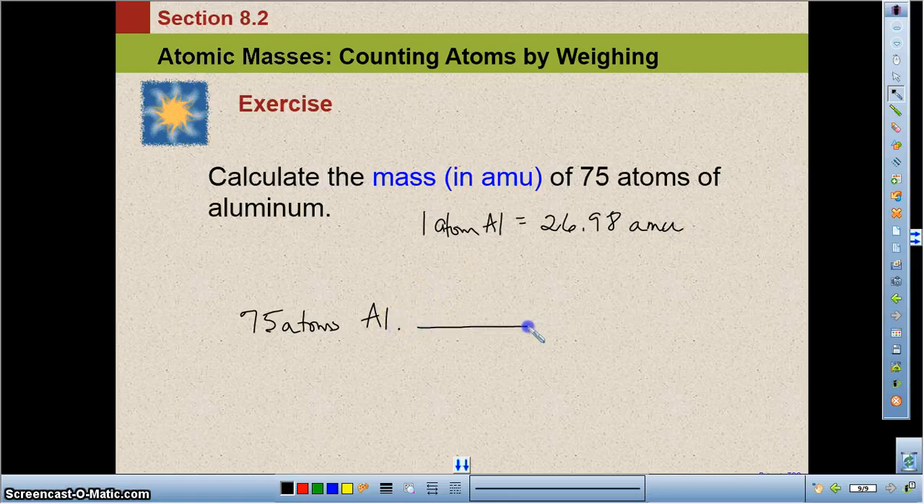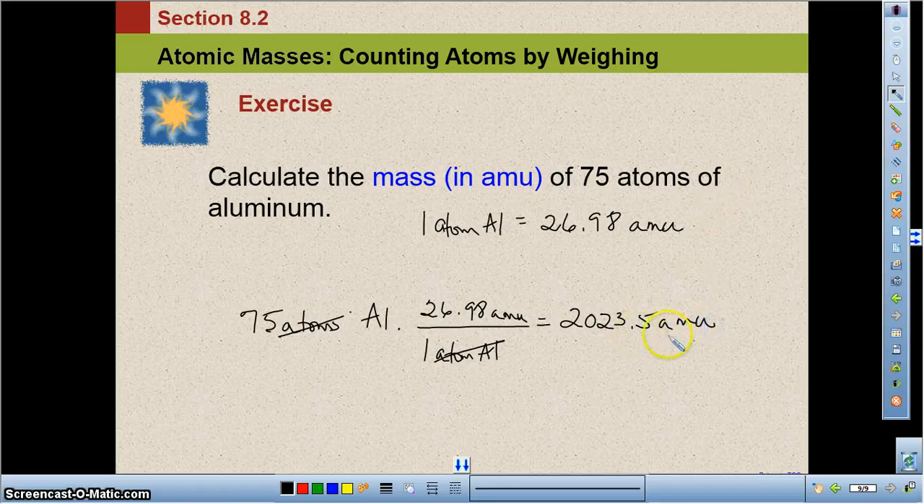So you're going to take that and put atoms on the bottom so that we can get that to cancel out, and our 26.98 AMUs on the top. That's going to allow that to cancel and that to cancel. So all you have to do is take 75 times 26.98, and we end up with 2,023.5 atomic mass units. That's how many atomic mass units that 75 atoms of aluminum is going to weigh.